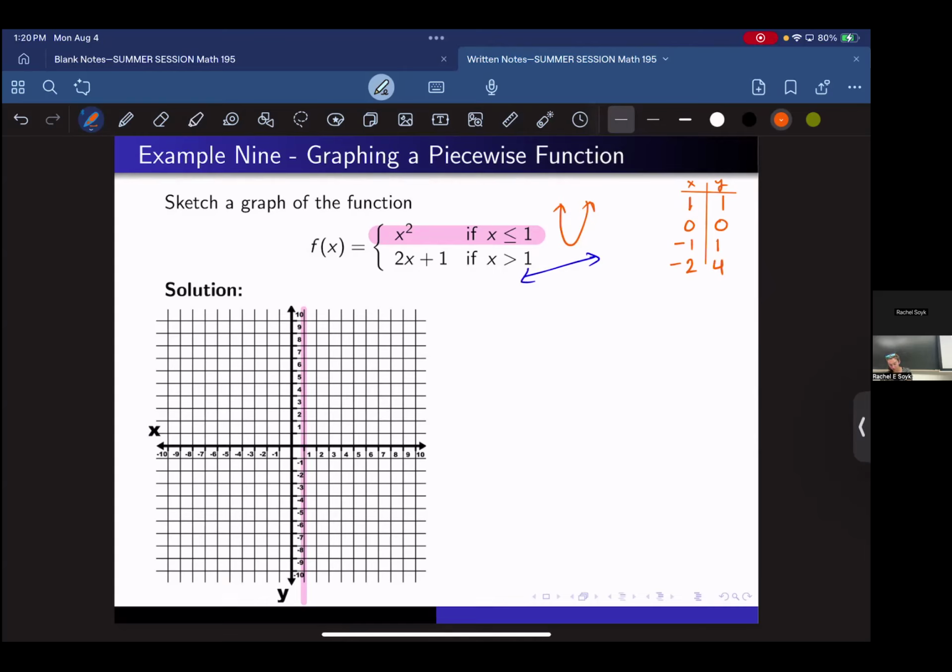And now we can plot this. We have 1, 1, 0, 0, -1, comma 1, -2, comma 4. Yeah, that looks like 5, right? And now we could just extend it. There. Also, maybe color code.